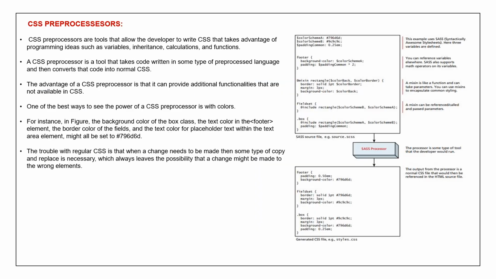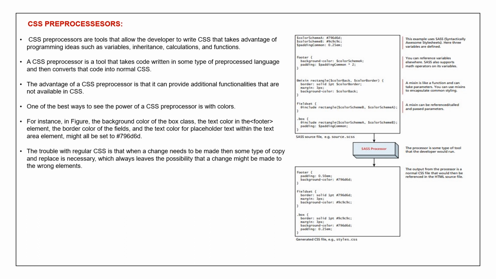CSS preprocessors. CSS preprocessors are tools that allow the developer to write CSS that takes advantage of programming ideas such as variables, calculations, functions, and inheritance. A CSS preprocessor is a tool that takes code written in some type of preprocessed language and converts that code into normal CSS. The advantage of a CSS preprocessor is that it can provide additional functionalities that are not available in CSS.